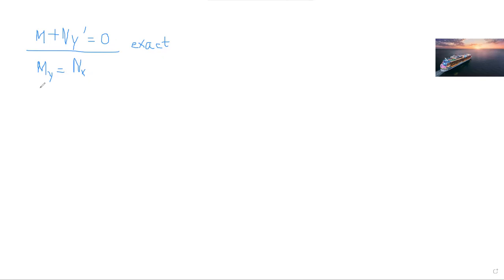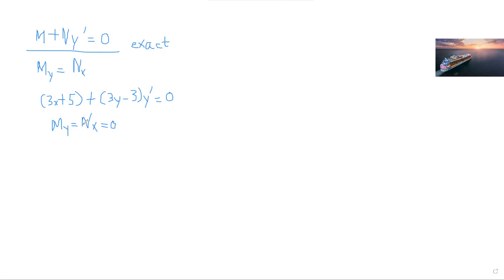So let me give you an example. Let's say you have 3x plus 5 plus 3y minus 3, y prime is equal to 0. This is very clearly exact because M sub y equals N sub x, which is equal to 0.